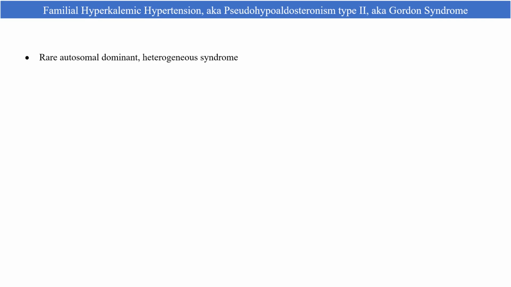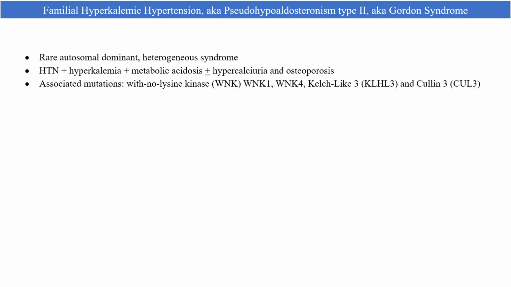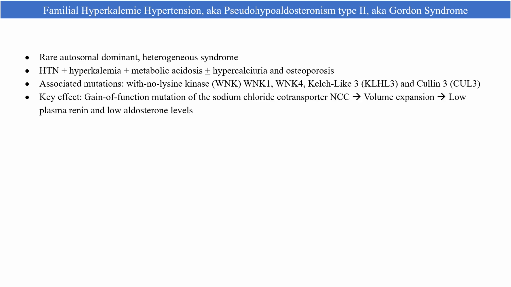Familial hyperkalemic hypertension, also known as pseudohypoaldosteronism type 2 or Gordon syndrome, is a rare autosomal dominant heterogeneous syndrome. This condition may be suspected in patients with spontaneous hypertension, hyperkalemia, and metabolic acidosis, plus or minus hypercalciuria and osteoporosis. Implicated mutations include the with-no-lysine kinases WNK1, WNK4, Kelch-like 3, and cullin-3. The key effect from all associated mutations is the gain of function of the sodium chloride cotransporter NCC.